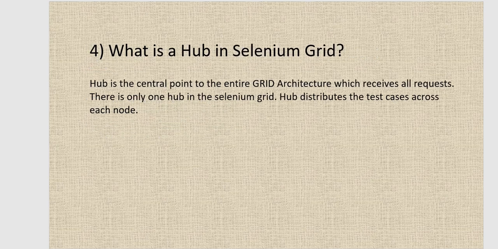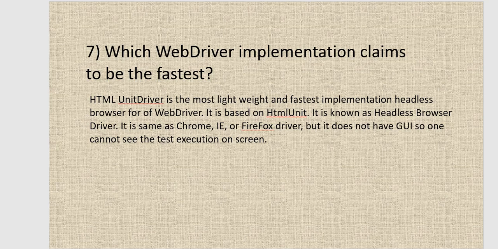Next question is what is a hub in Selenium Grid? In Selenium Grid, there is only one hub, which is the center point of the entire grid architecture and which receives all the requests. The hub distributes all test cases across each node.